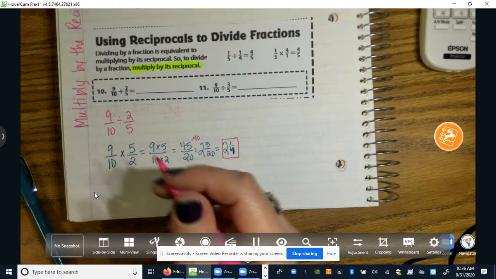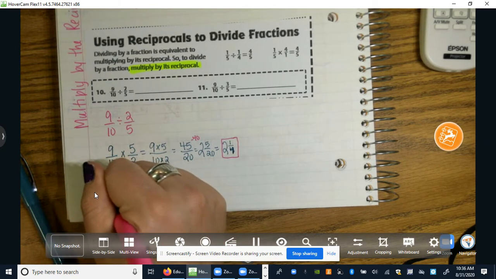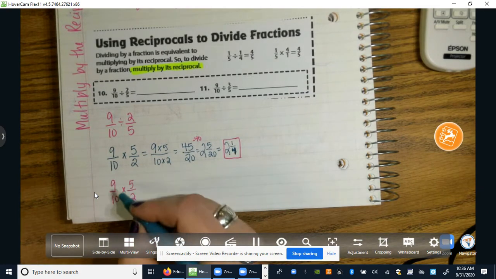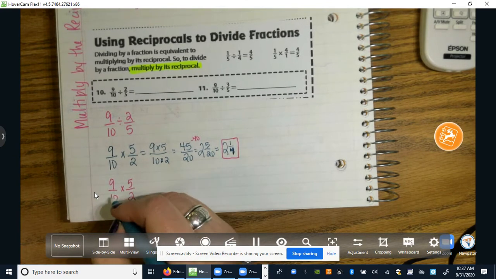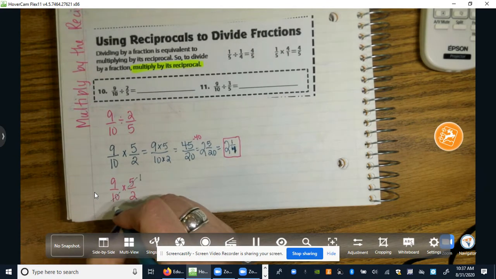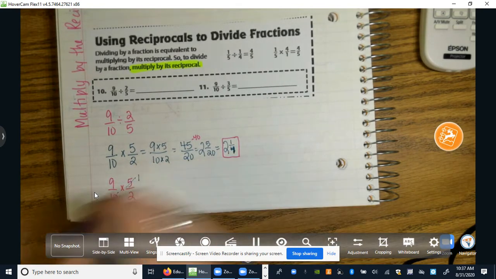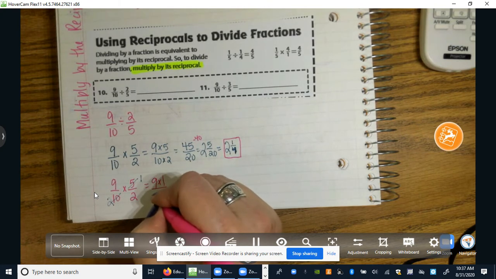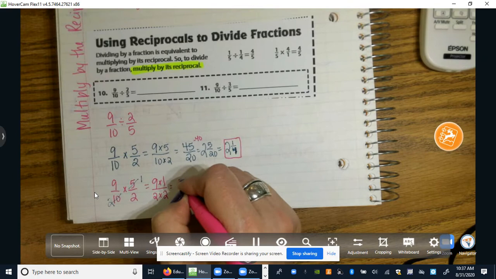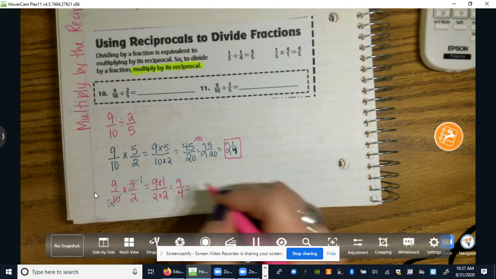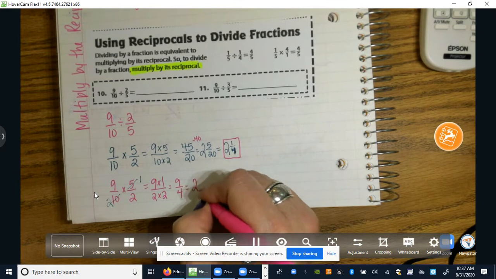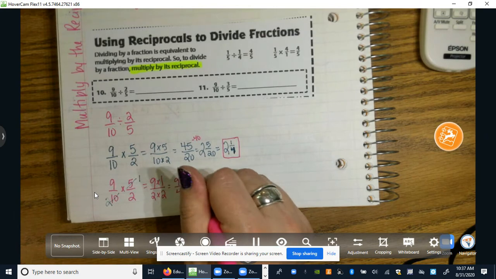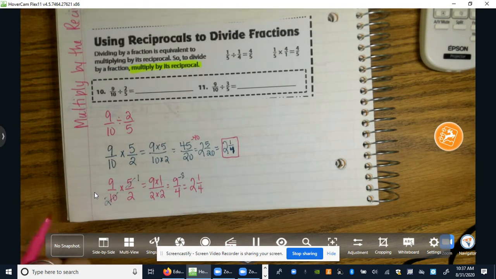But what if I simplified before I multiplied and see if that will work? So looking at it, 9 and 2 can't be simplified, but 5 and 10 can. 5 can go into 5 one time, and 5 can go into 10 2 times. So then I'm left with 9 times 1 over 2 times 2, which gives me 9 over 4. How many times can 4 go into 9? Well, twice, because 4 times 2 is 8. So 9 minus 8 gives me 1, and I still keep my denominator as 4.